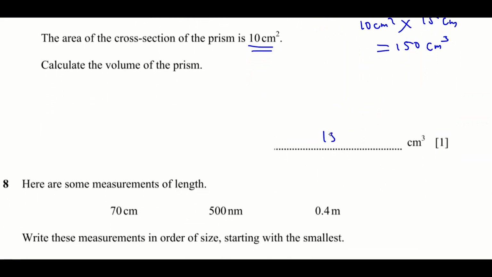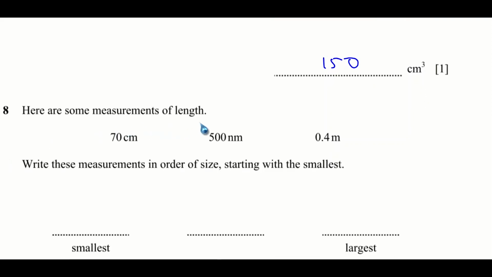So 150. Question 8. Here are some measurements of length: 70 centimeters, 500 nanometers, and 0.4 meters. Write these measurements in order of size, starting with the smallest. For you to get the smallest one, you have to convert them to the same units. So let's convert everything to centimeters. This is already in centimeters.